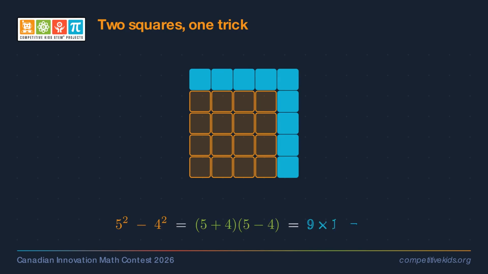Watch this. The shortcut from the foundation video matches perfectly. 5 squared minus 4 squared equals 5 plus 4 times 5 minus 4. That is 9 times 1. Which is 9. The 2 squares trick gives the same 9.